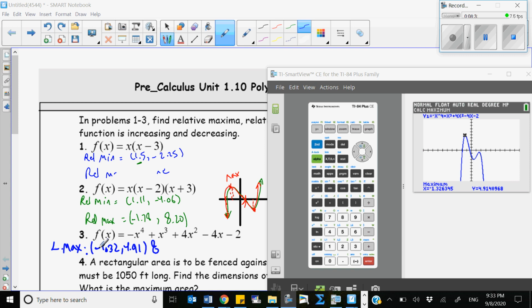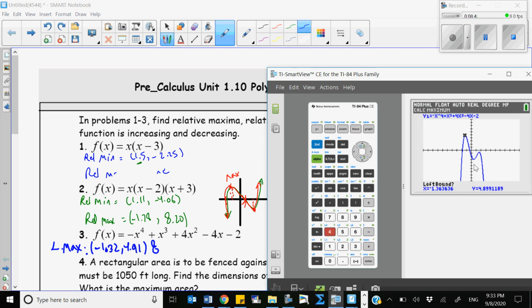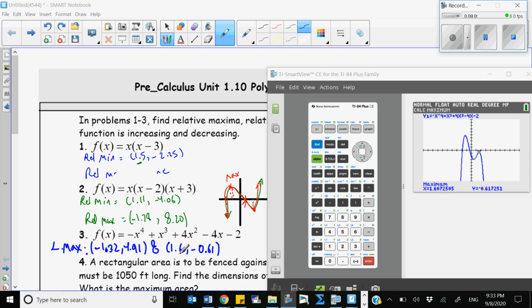So I wrote the x and y value of local maximum here, and then the second local maximum, I'm going to go second trace again, number 4, and this is the point that I'm looking for. So I need to go on the left side of this point, let's say somewhere like here, and the right side of that, enter, and then on top of that, 1.6 and negative 0.60. Okay, so that's my other local maximum.